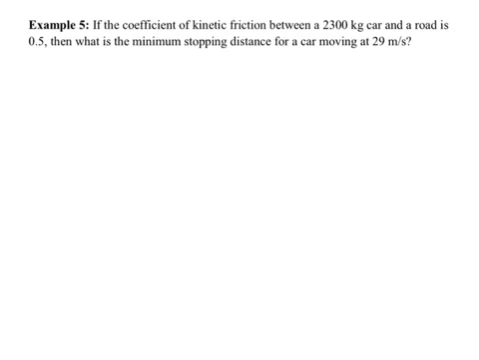Can I get a reader, please? Can I get a reader nice and loud for this one? Joyce? If the coefficient of kinetic friction between a 2,300 kg car and a road is 0.5, then what is the minimum stopping distance for a car moving at 29 meters per second? Okay. So 29 meters per second, that's around 65 miles an hour. A little less. Okay? So cars traveling at that road speed.